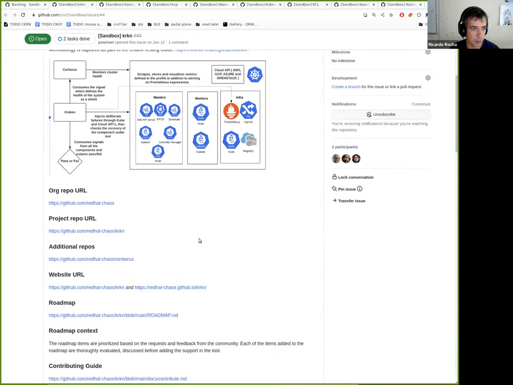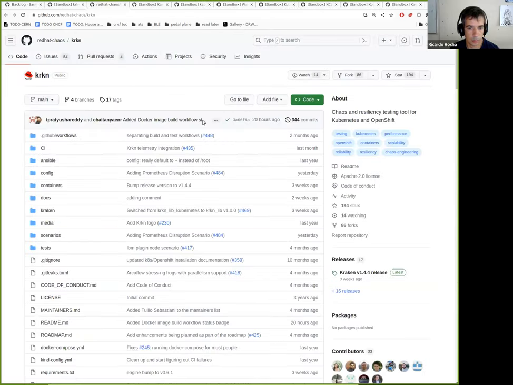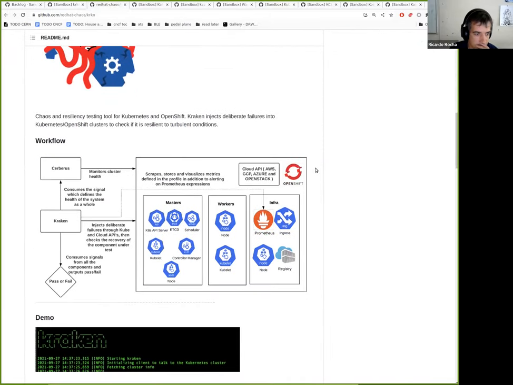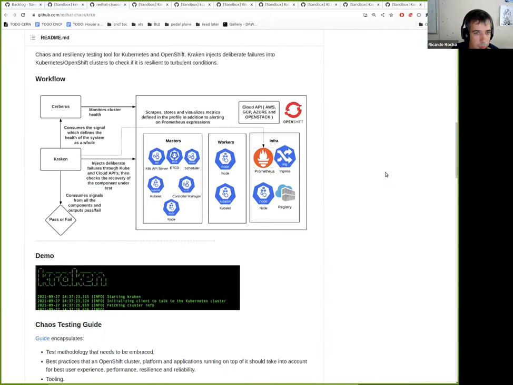Any immediate thoughts on this one? Well, I don't think there is one. There's a nice picture here of how they integrate the different APIs.